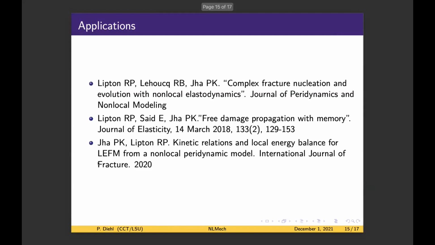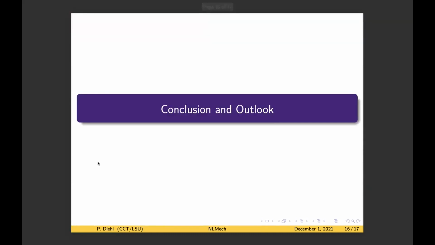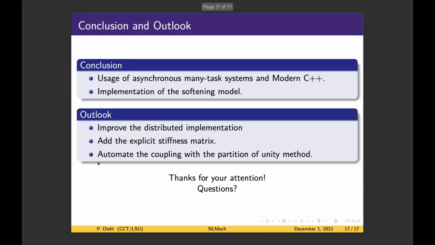Okay, for the applications here, we were using this complex fracture nucleation and evolution with non-local elastodynamics. We have free damage propagation with memory, and we have these kinetic relations of local energy balance for LEFM from a non-local peridynamic model. This is shown for the bond-based, and the state-based is still under work by the group of Professor Lipton. And so I would like to come to my conclusion and outlook. So we have shown that there are some benefits over other codes from using this asynchronous many-task system and not using MPI synchronous communication, using libfabric's asynchronous communication to speed up the code easily.